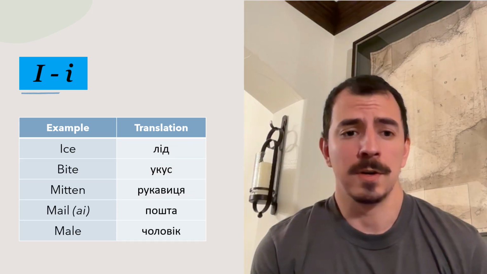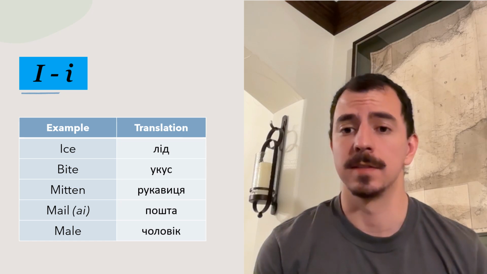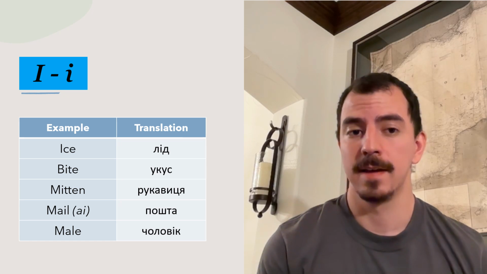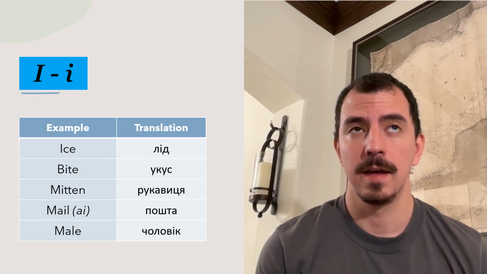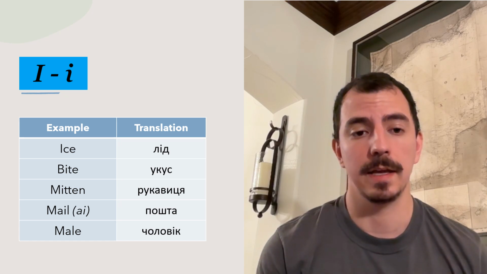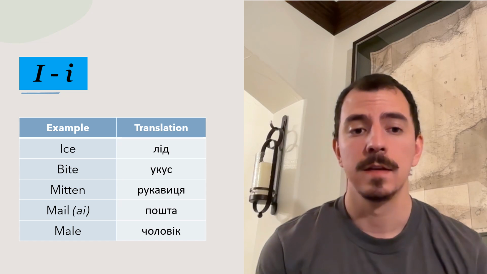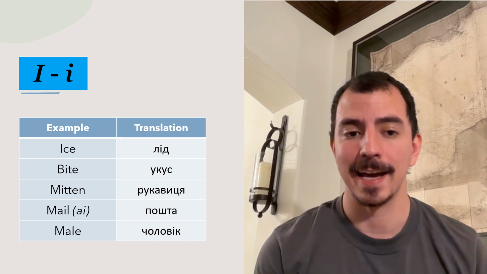The next letter we're going to be going over is I. So I has a couple different sounds. The first one is I. The second sound is I. It's similar to the E, but it's I and I. For the first sound, I is ice.